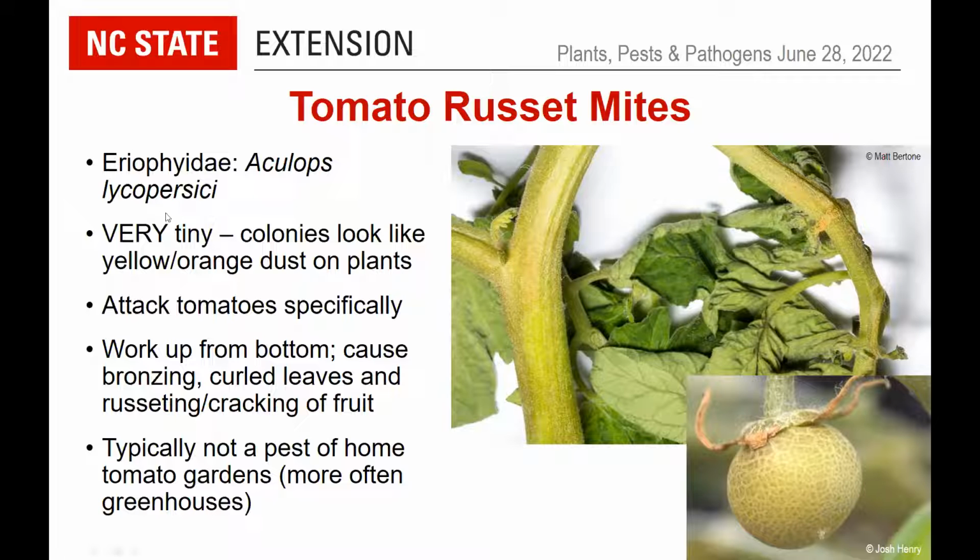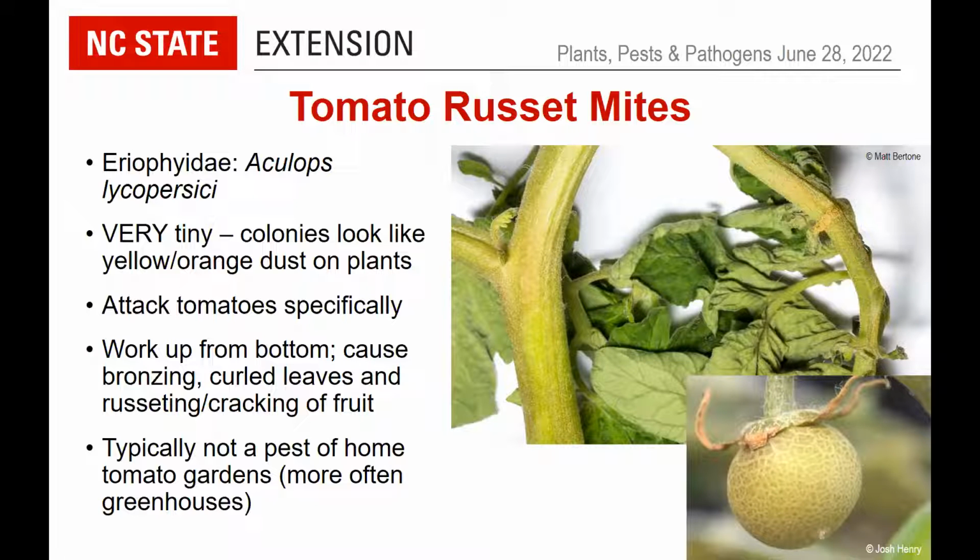But since they're only about 1/4 millimeter long and very tiny, most people will never see the individual mites up close to see those legs. They're so tiny that the colonies on the plant look like dust, so it can be mistaken for rust spores or some kind of dusting on them. This species attacks tomatoes specifically, and it works its way up from the bottom of the plant, and it can cause bronzing, a greasy look, curled leaves, and rusting and cracking of the fruit when they're in high densities.